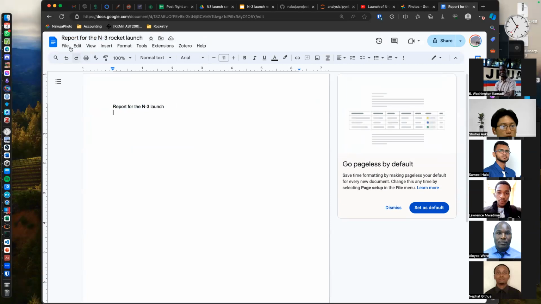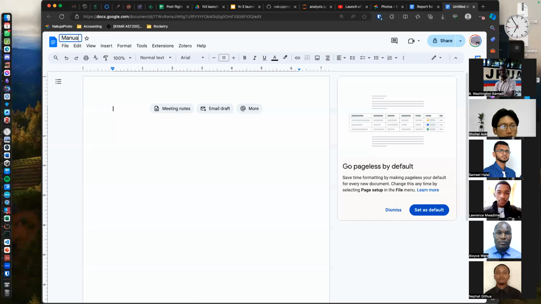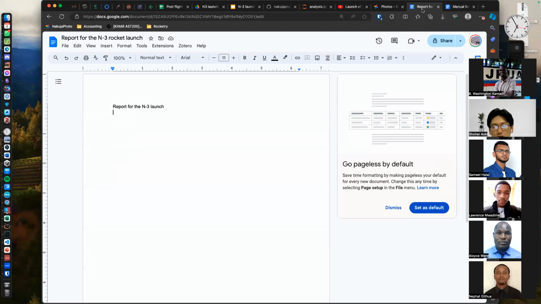And we need another document, which is a manual, which has been advised by Ian. So a manual for N3 rocket operation, assembly, and preparation work on site. So we are going to document for the future members and for the current members how to prepare the launch, how to prepare the rocket, how to operate our rocket. So we are going to prepare 2 documents and share among the members.